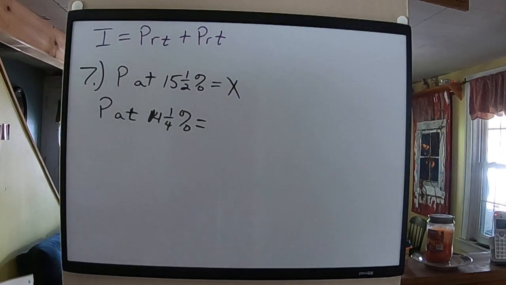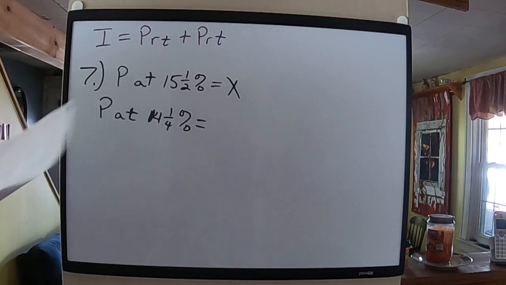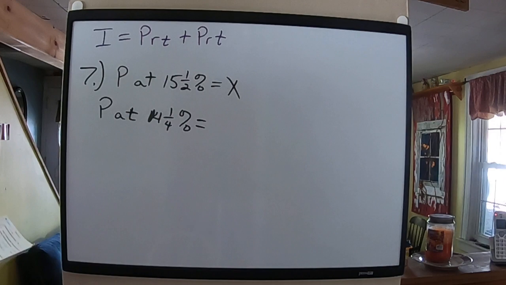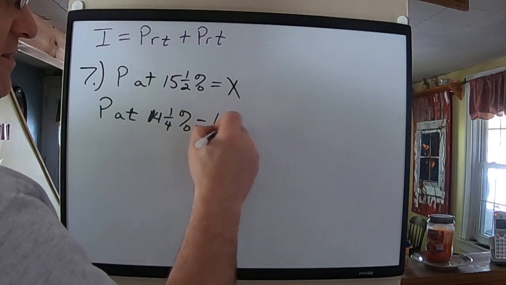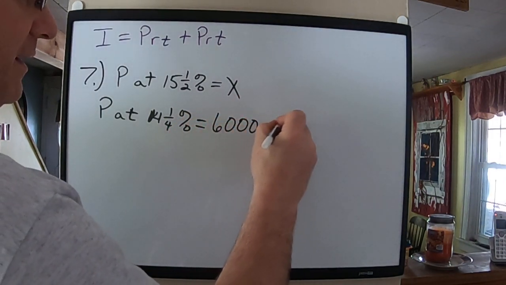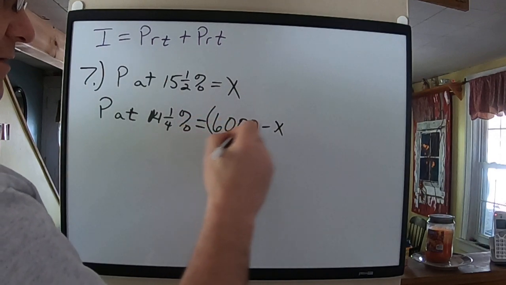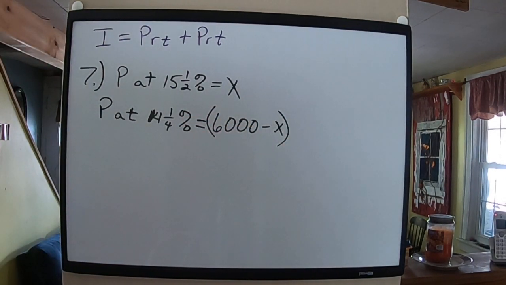Now, if X is the amount borrowed at 15.5% and the total amount was 6,000, I have to take the X away from 6,000 to find out how much I have left. So 6,000 minus X is the P here. All right. Now that I've explained that part, which was the tricky part, now let's set up the equation.